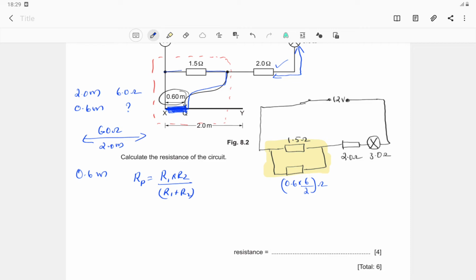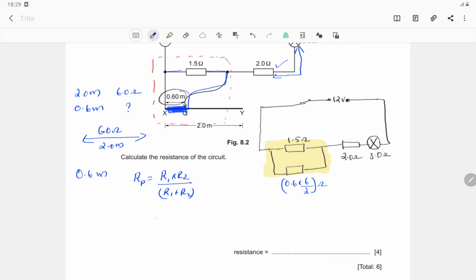This equation you can use to find the combined parallel resistance, but only if there are 2 resistors. If there is a combination of 3 resistors in parallel, you cannot use this equation. Then you have to go for the other equation, that is 1 over Rp is equal to 1 over R1 plus 1 over R2. If you are using this equation, you will have to take the reciprocal at the end in order to find the combined resistance of the parallel combination. So here I am using only the first equation.